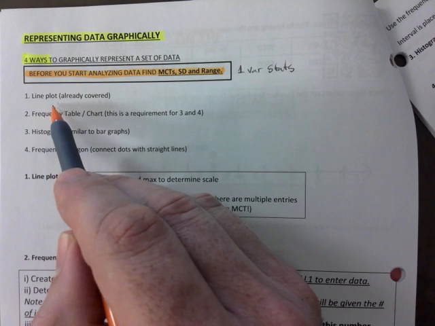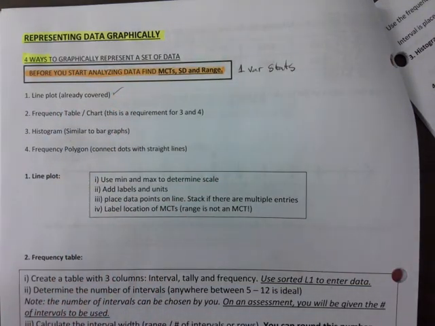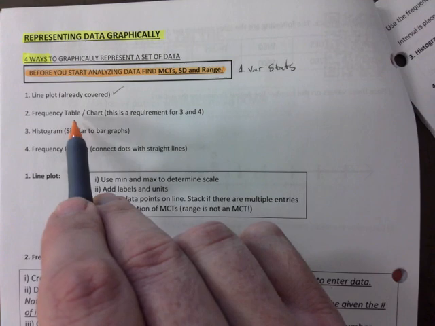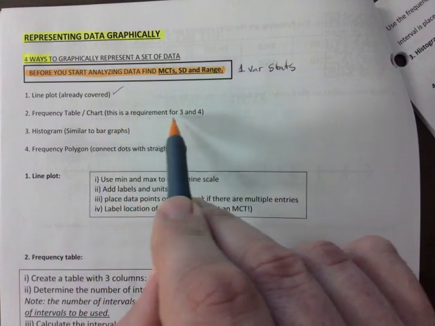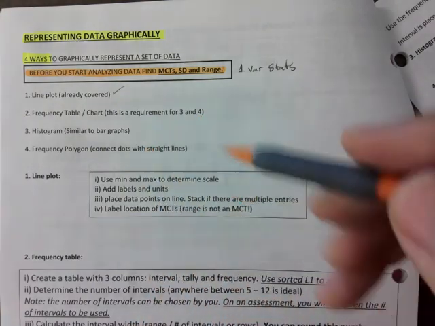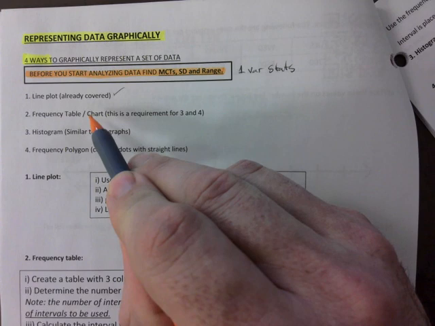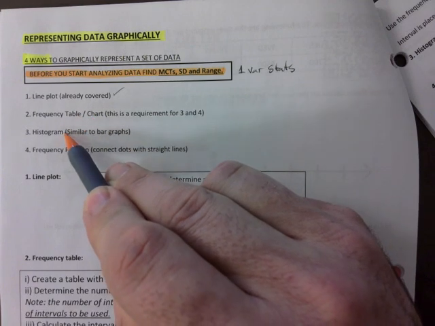Line plot is one of them. We've already covered that. I'll give you a take-home AC to try that as well. Frequency table or chart, they're the same. This is a requirement for 3 and 4. So this is in and of itself a way to graphically organize your data, but then you need this to come up with 3 and 4.